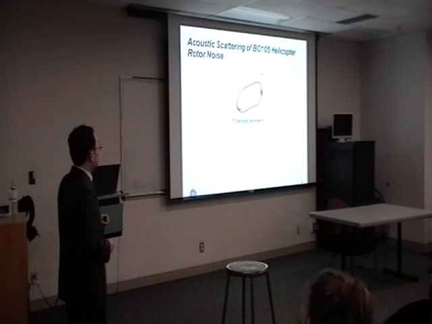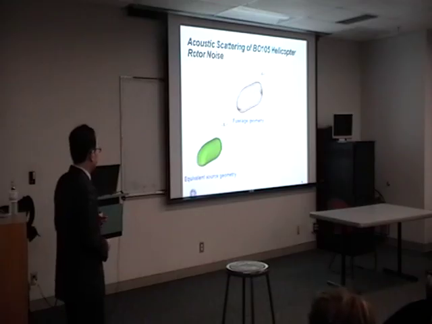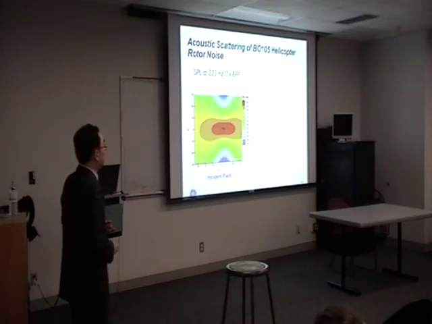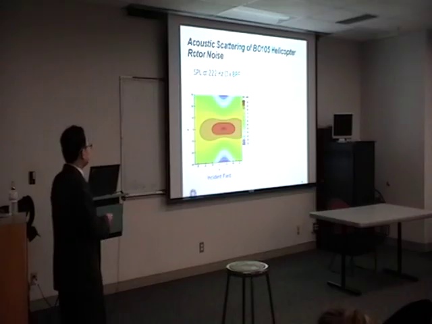This is a fuselage geometry. I got this from NASA Langley because it was supported by NASA Langley. And here I generated the equivalent source geometry, which is basically embedded in the scattering body. So I determined the source strength of the equivalent sources. That gave me the solution of the scattered field. So I'm going to show you some examples.